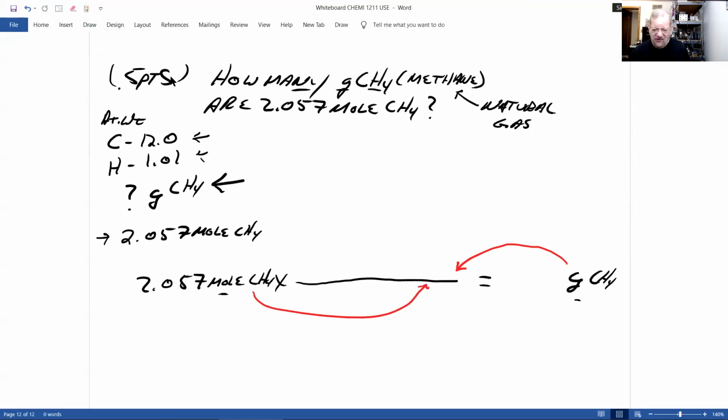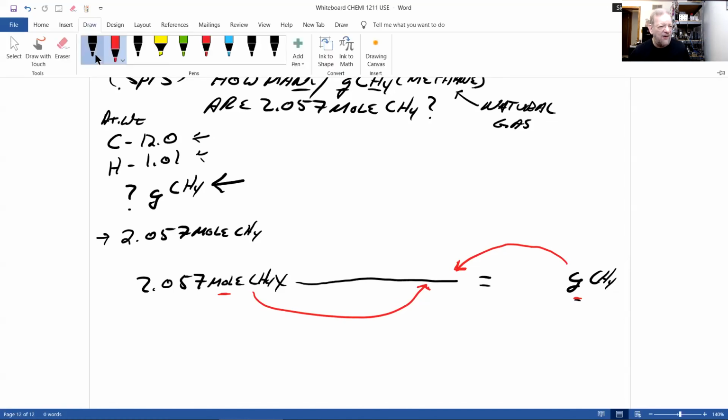And unit analysis, whatever I'm trying to get to, goes on top of the ratio. Whatever I'm trying to get rid of goes underneath the ratio. And now I'll write those units in.